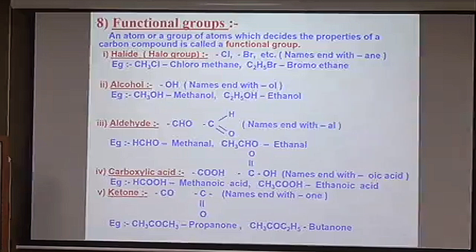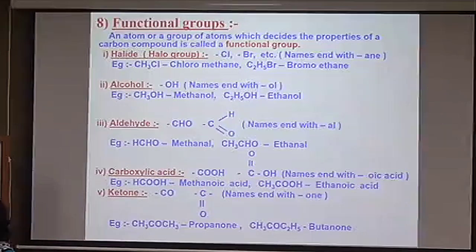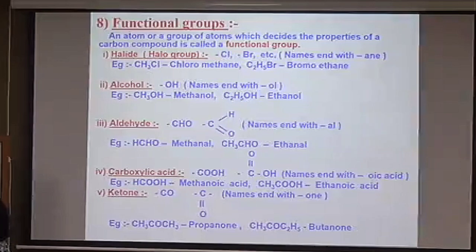Next is the carboxylic group, the COOH group. If I write CH3COOH, the ending which is used here is oic acid. Again you have to count the number of carbon atoms. Here there are 2 carbon atoms, so the parent hydrocarbon is ethane, and again you will be removing e and adding oic acid. So the compound becomes ethanoic acid.